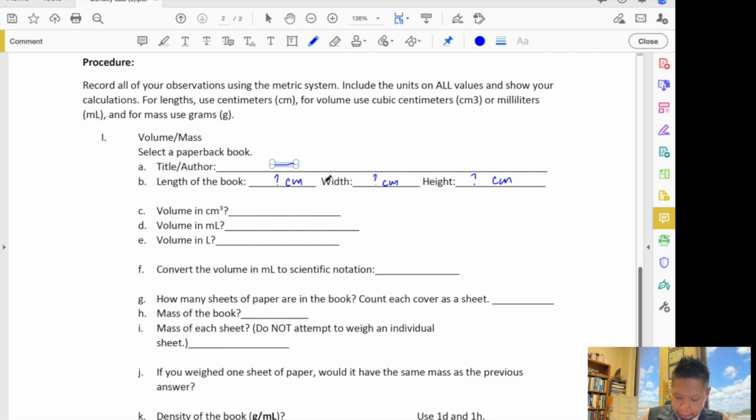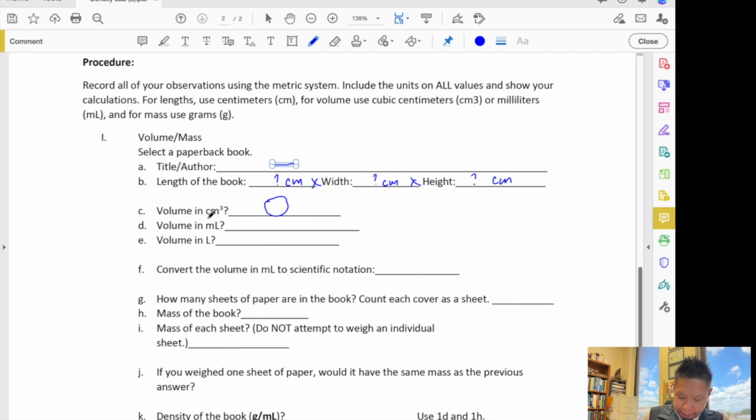And so remember, you can multiply that number times this number, that number times this number, and then that number times this number right here, and you'll get the volume of the book. Because the length times the width times the height is the volume of something that's got straight edges. And so that number that you get after doing that multiplication goes right there, okay?